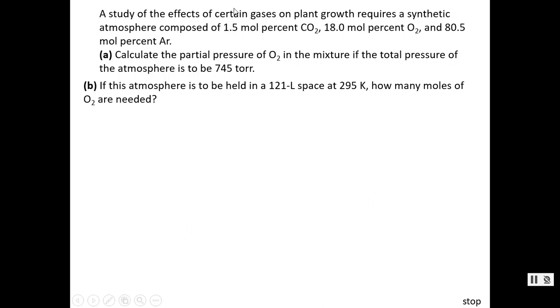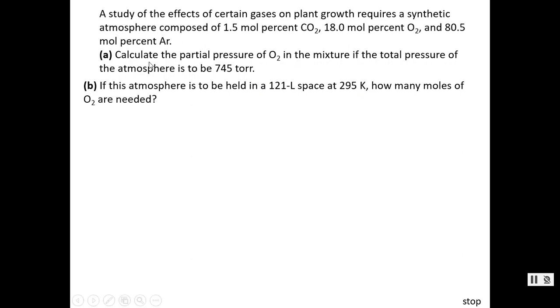And I know their mole percents. I need to calculate the partial pressure of oxygen if I know the total pressure of the system. And then I need to figure out how many moles of oxygen are needed in that atmosphere if I have a particular volume and a particular temperature.